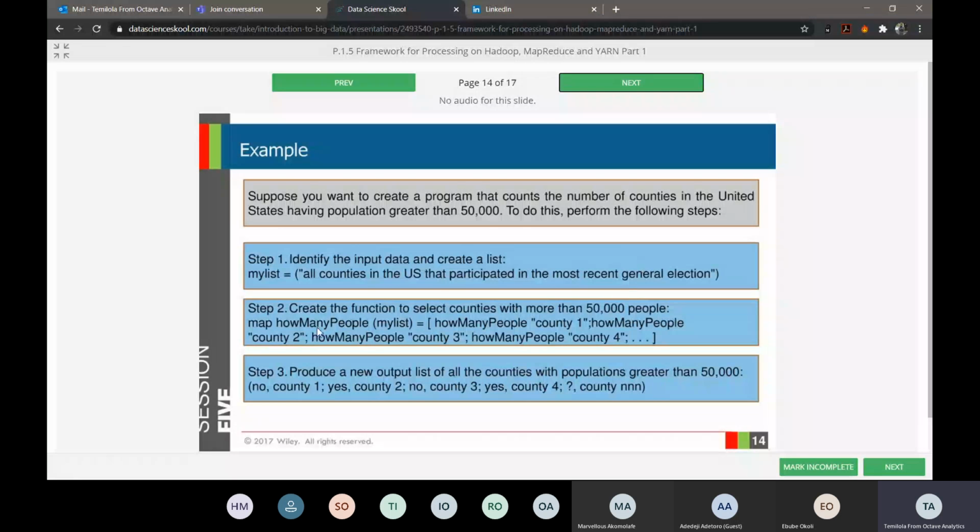The second step is we'll create a function that will select voters in each state with more than 50,000 people. Do we get that? So we are creating a function. That function is going to select voters from each state. Every state that has a population of more than 50,000 people, we are going to create a function that will select voters from such states.